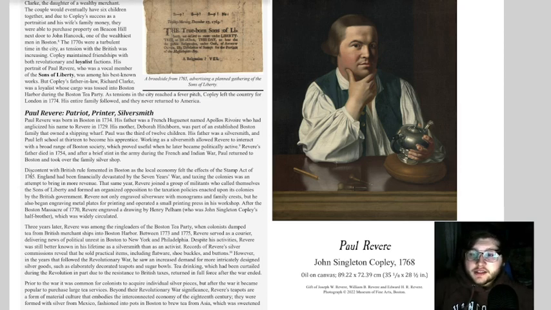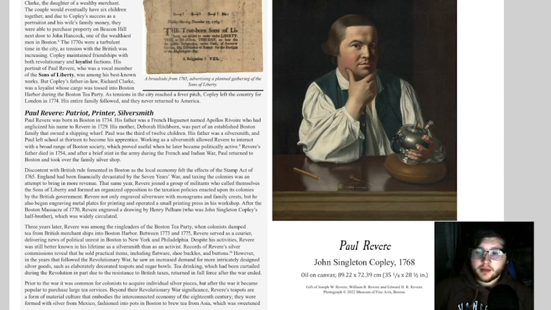Anyways, discontent with British rule fermented in Boston as the local economy felt the effects of the Stamp Act of 1765. England had been financially devastated by the 7 Years' War, and taxing the colonies was an attempt to bring in more revenue. That same year, Revere joined a group of militants who called themselves the Sons of Liberty and formed an organized opposition to the taxation policies enacted upon its colonies by the British government. Revere not only engraved silverware and monograms and family crests, but he also began engraving metal plates for printing and operating a small printing press in his workshop.